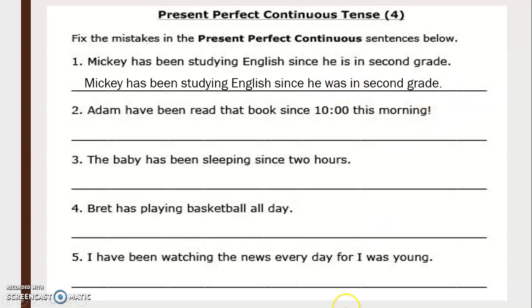Please note for the following questions, there might be more than one mistake, so please pay close attention to it. Good luck.